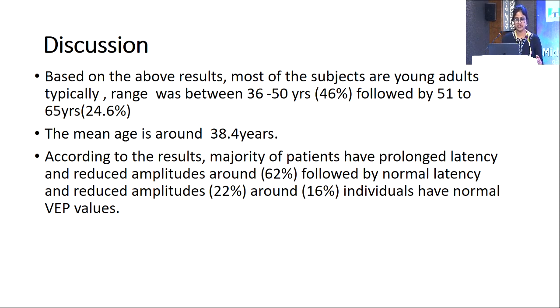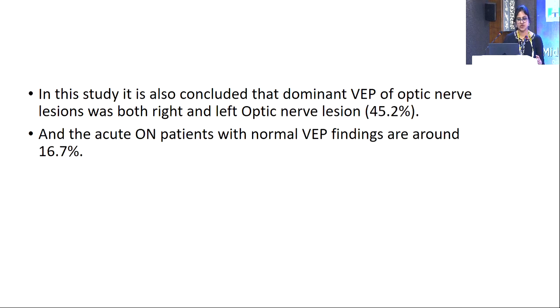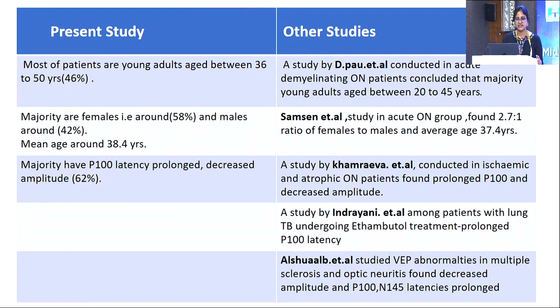According to the results, the majority have a prolonged latency and reduced amplitude, around 62%, and 16% of individuals have normal VEP values. In this study, it is also concluded that the dominant VEP finding was optic nerve lesions in both right and left eyes, around 45.2%, and acute optic neuritis patients with normal VEP findings are around 16.7%. These are some of the studies that are correlated with my study.